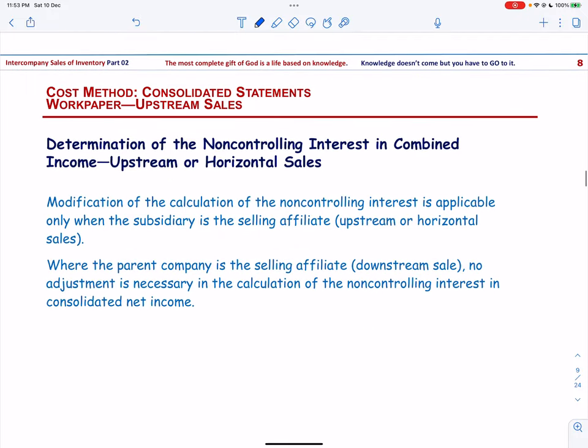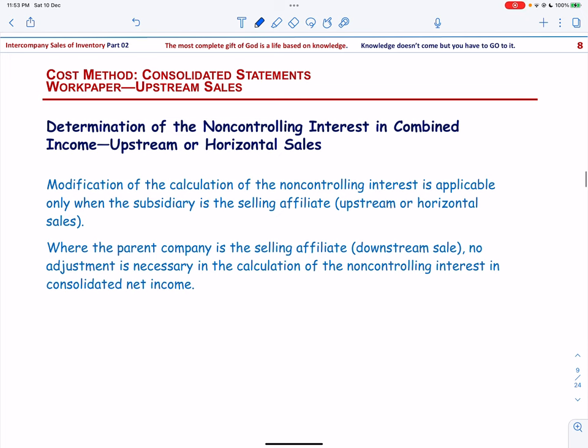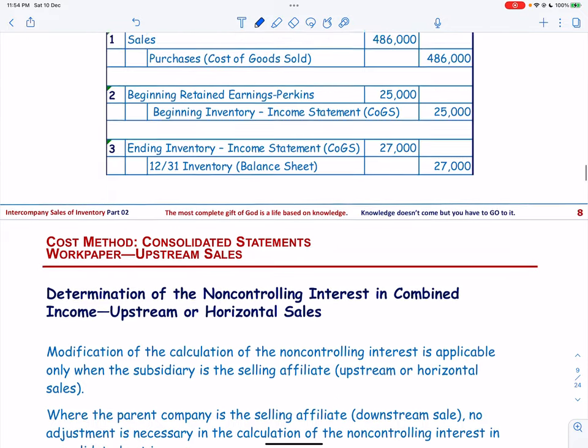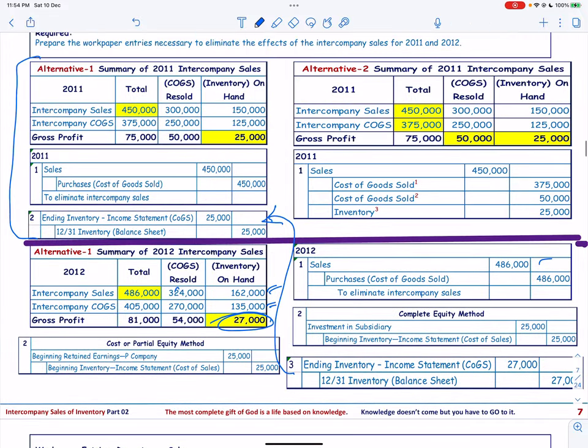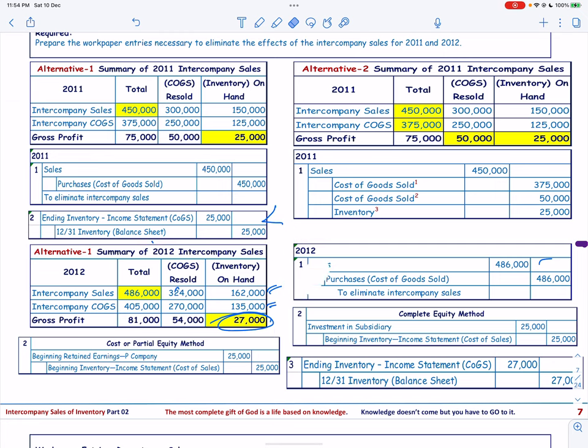And let us go to determination of non-controlling interest in combined income, upstream or horizontal sales. So we are going to solve a problem on upstream sales, but before we do, let us go back to the elimination entries in the case of downstream sales. And there were 3 elimination entries.